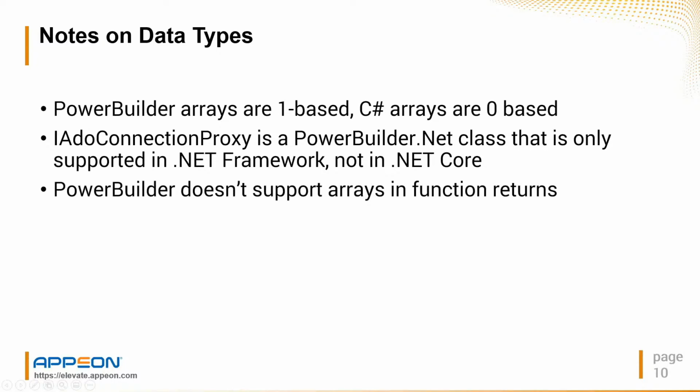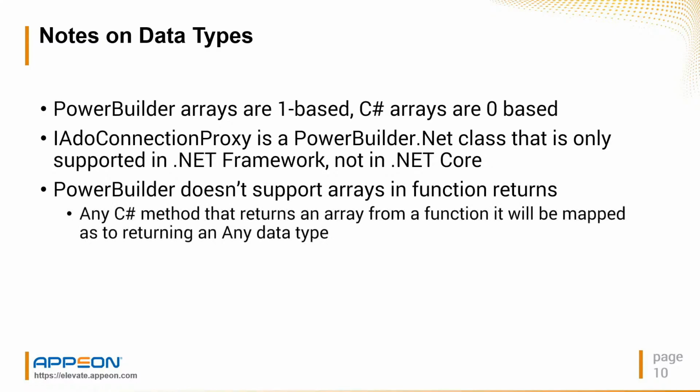PowerBuilder doesn't support functions that return arrays. And the reason this becomes an issue is you can have a C# method you're calling that does return an array. Now, that doesn't mean PowerBuilder is not going to handle it. What it does mean is it's going to map the return type of the function to an any data type, and then you're going to have to cast that into the appropriate array type. And in one of my demos, I show you how that's done.